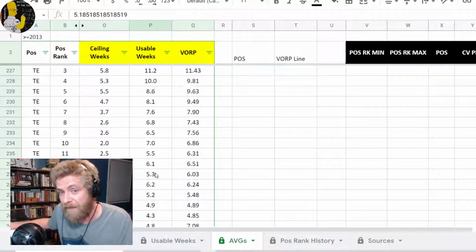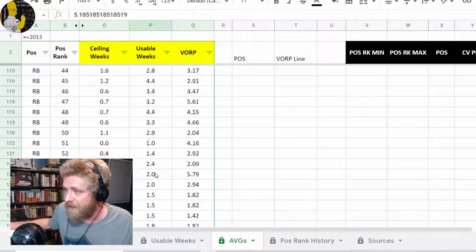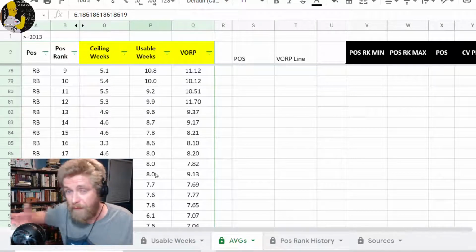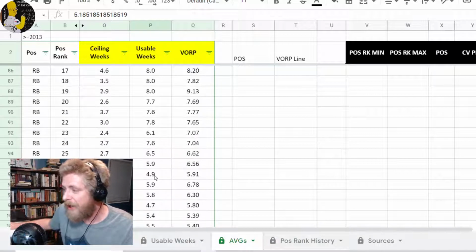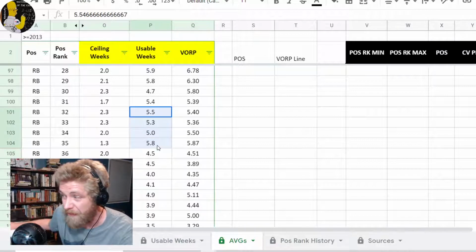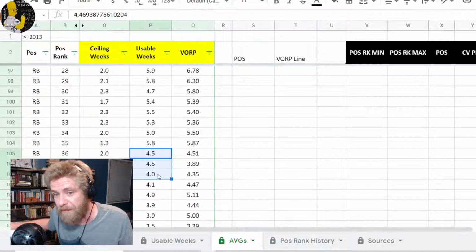that's just finishing inside the top 24. And when we go to running back, we see that it drops below 5 usable weeks. And remember, we're searching for 112 usable weeks. If you're looking for a number to compare those to, it drops off around about running back 36 or so. We're still seeing 5 usable weeks, 4 usable weeks for running back 37.